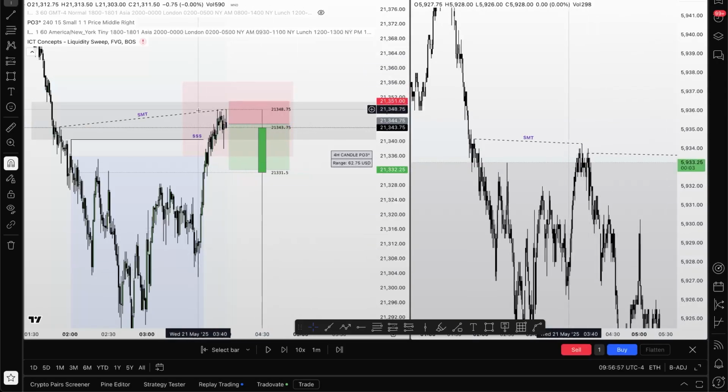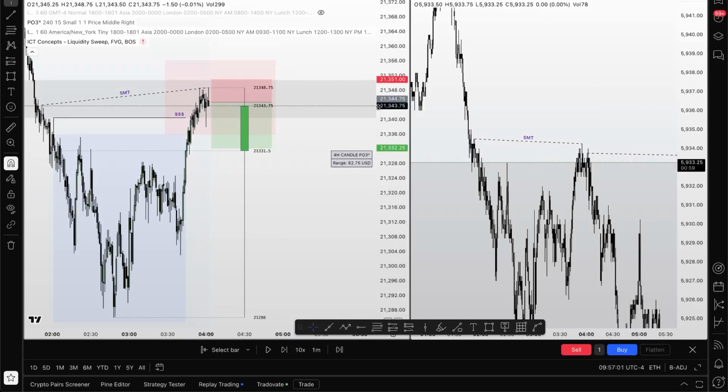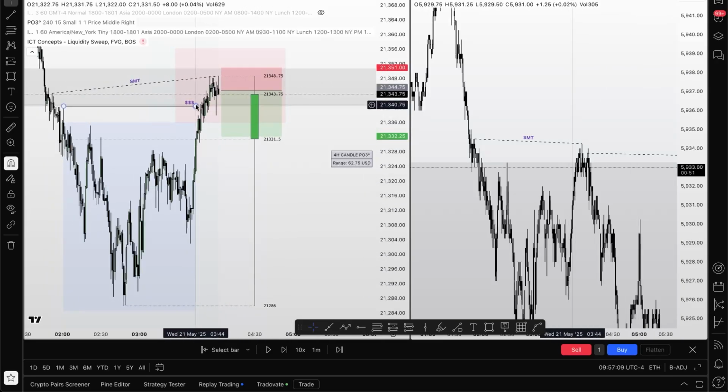So we have our accumulation, manipulation, and then we need to trade now the distribution down. So the long target is the bottom of the 4-hour candle, but what I like to do is just target a 2R.